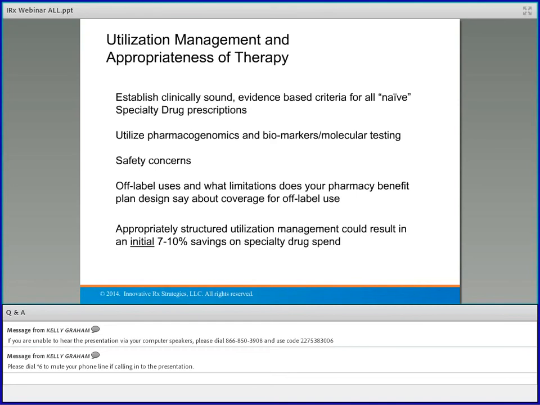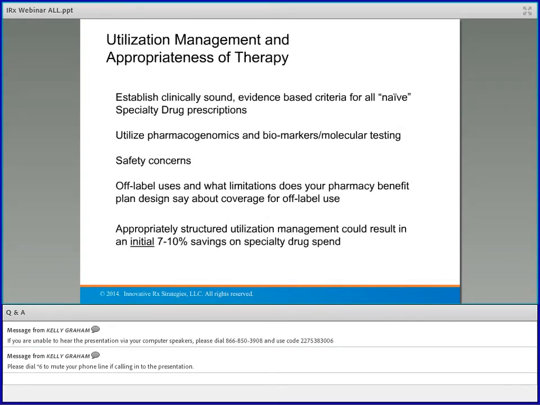So when you think about utilization management and appropriateness of therapy, you need pretty clinically sound, evidence-based criteria for the utilization of these drugs, particularly when you think about the naive fields. When we say naive, we mean it's the first time the patient has ever been on the drug, they've never had the therapy before. You want to make sure the specialty pharmacy you're utilizing puts clinically sound criteria in place to make sure it's appropriate for them.